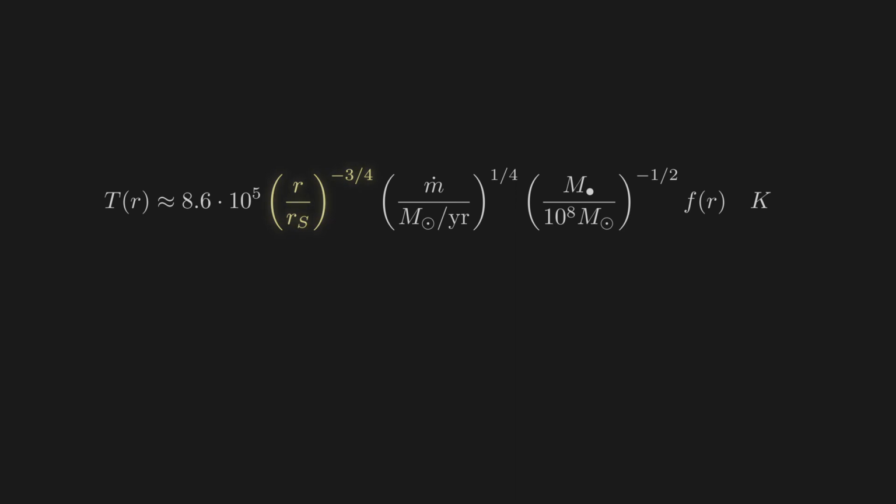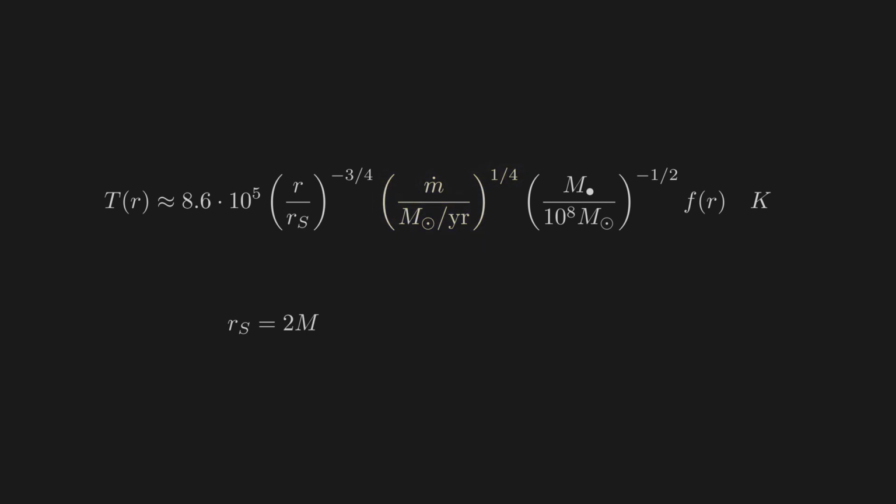Makes sense. Rs is the Schwarzschild radius, which is 2GM over c squared, and remember we are using geometrized units, where G and c are 1, so this is just 2M. Next we have the mass accretion rate, to the power 1/4. So for a higher mass accretion rate, we have a higher temperature. I think this also makes sense. If we throw more stuff onto the black hole, we would expect things to get hotter.